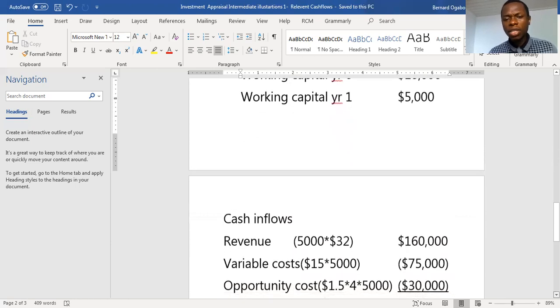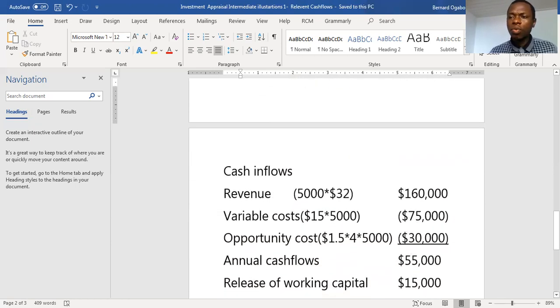So cash inflow, remember that we've been told from the question, once again, if you don't have the question, just pause the video, go to prof-emeritus.com and download this question. Then you look at the question and compare with the solution. The revenue is 5,000 units of the product will be produced every year, and it will be sold at $32, and that gives me 160,000.